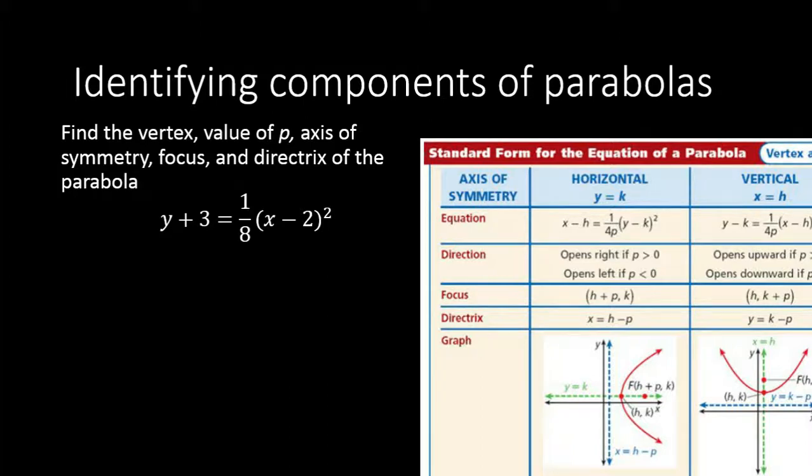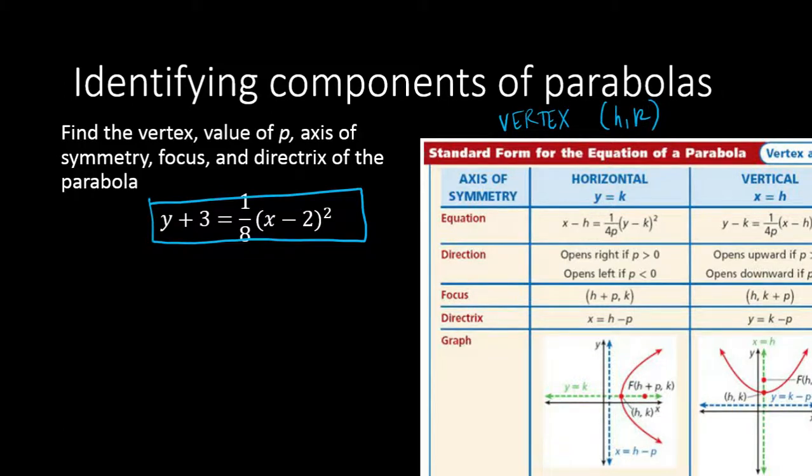But what if they give you the equation? Notice that this is a lot more complicated than the equations we've been dealing with so far for parabolas. And we're asked to find the vertex, the value of p, the axis of symmetry, the focus, and the directrix. It's a lot of stuff to do. And notice that this isn't even centered on the vertex. The vertex is at h, k, those coordinates we've become so familiar with.